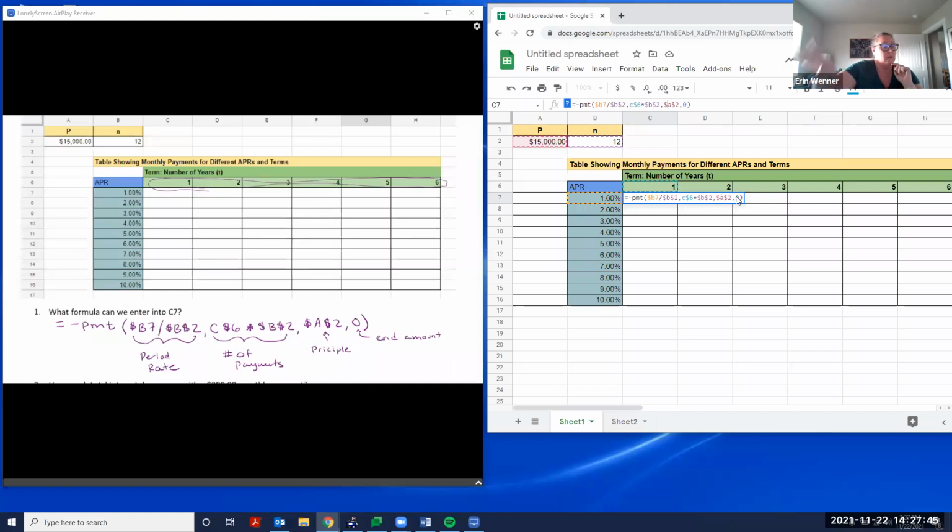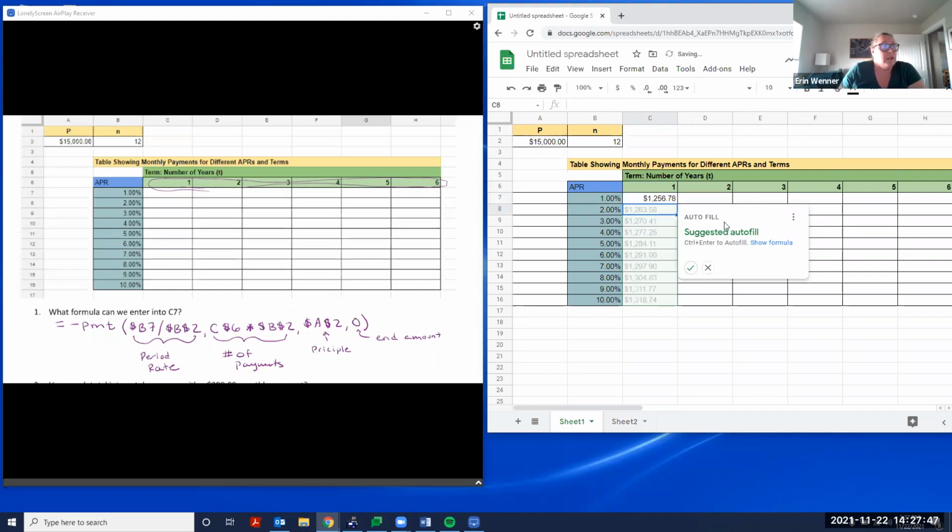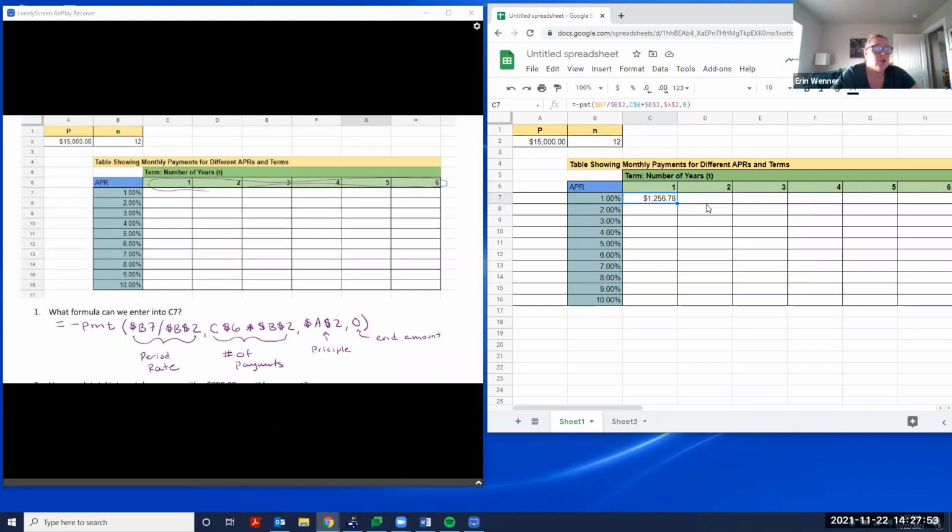So I'm going to say no on the suggested fill. What this is telling us is that if we were able to get a 1% rate on a car loan for 1 year, our monthly payment would be $1,256.78. Now, we are going to fill this horizontally.